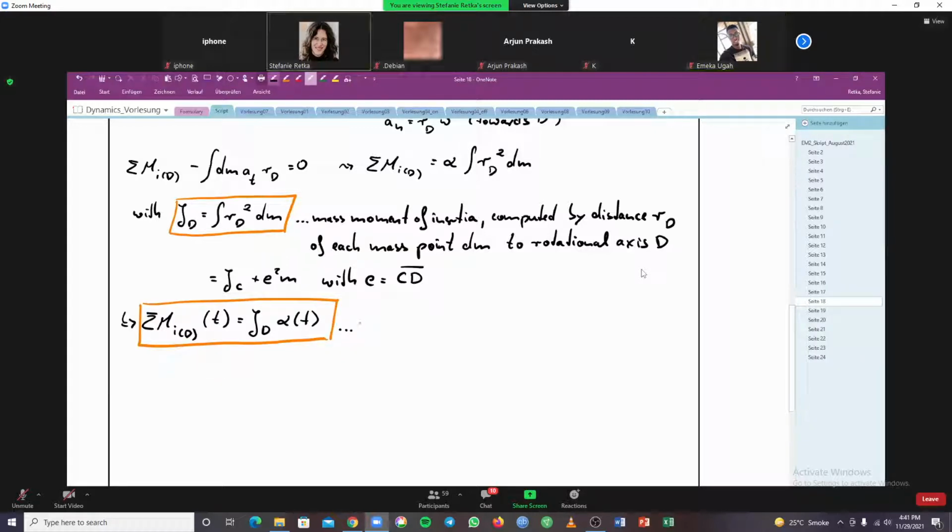Okay, so the equation that is stated here is our dynamic fundamental law of rotation in case of rigid bodies. So we do have to keep this simplification.